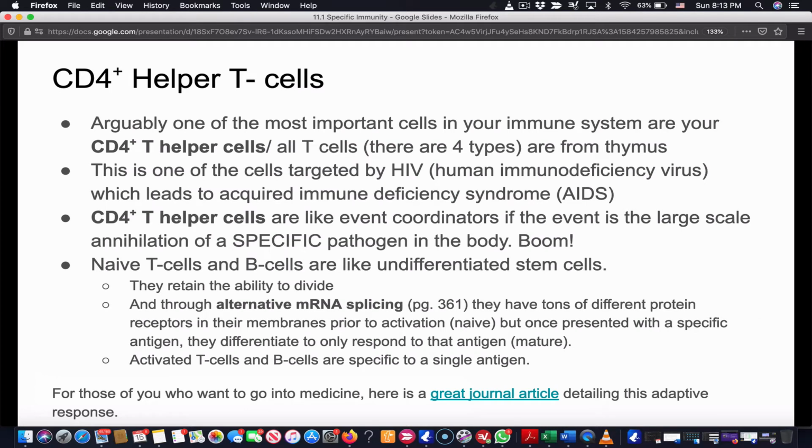So let's talk about the types of lymphocytes that we're going to be looking at. The first ones, and probably the most important, so when you go back to the immunity for SL, you'll see that it starts talking about HIV.